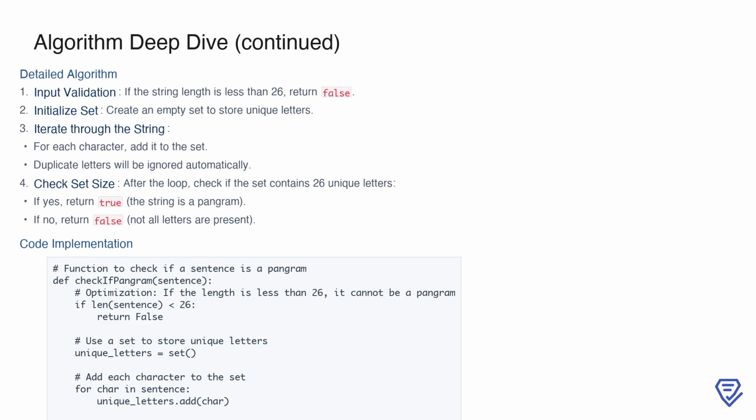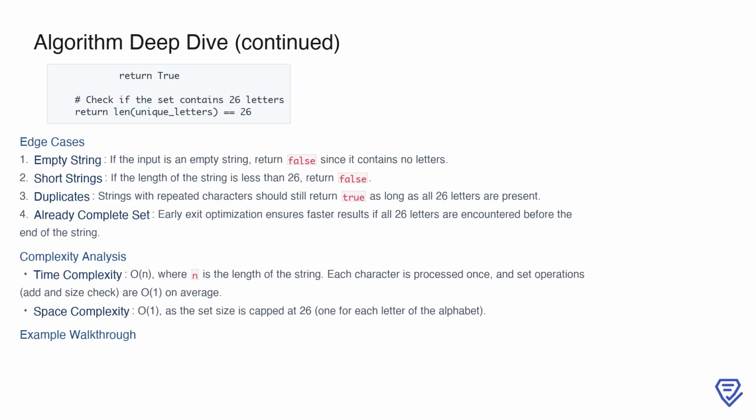To implement this algorithm in Python, we start by checking the string length. If it's less than 26, we return false. Otherwise, we create an empty set called unique_letters. Then we iterate through the string, adding each character to the set as we go. If the set size reaches 26 during the iteration, we return true. Finally, after completing the loop, we perform one last check to determine whether the set size is exactly 26.